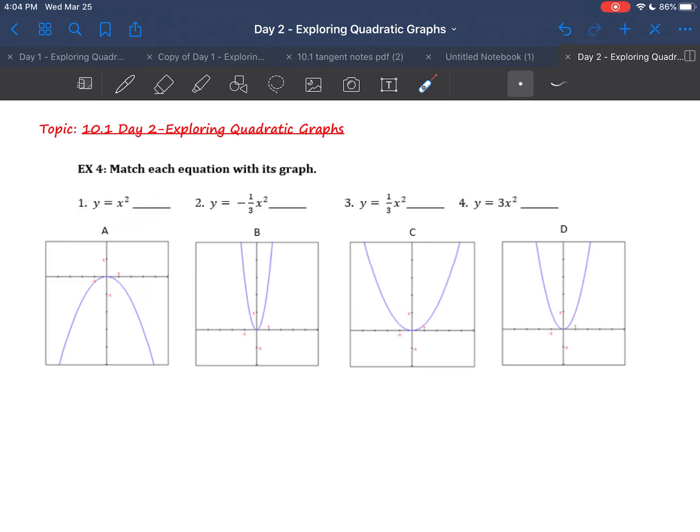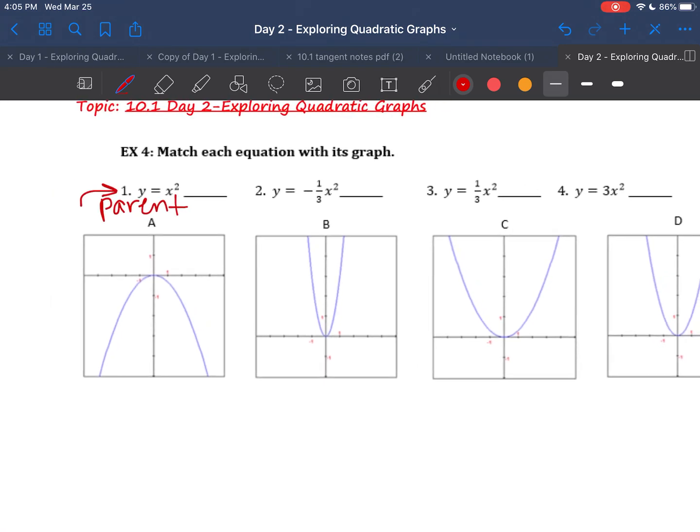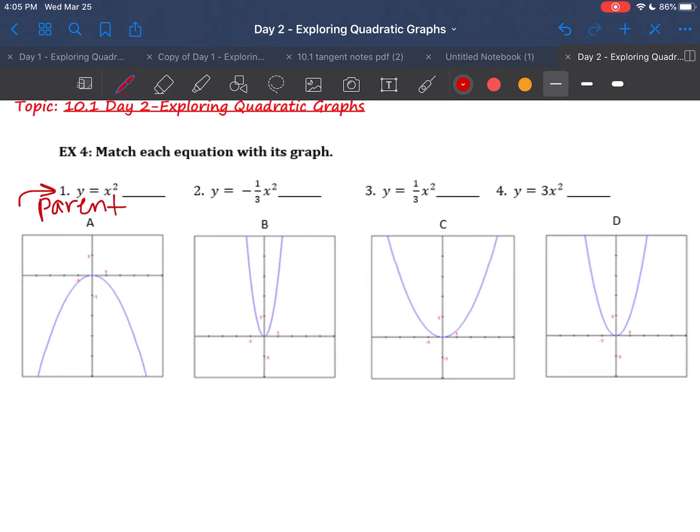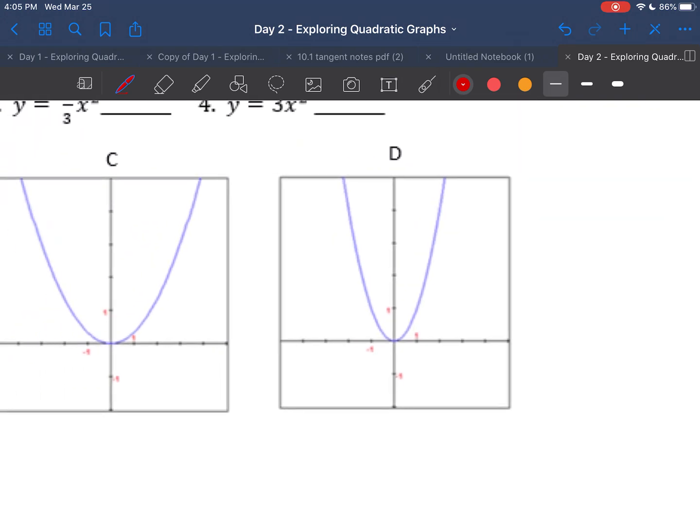So this here is my parent function. All right, so I'm going to write, if I can, parent next to number one. And so I am looking for the parent function here for A, B, C, or D. So I see that it is going to be opening up. And if you can zoom in, well, you can't zoom in on this video, but let me zoom in for you. It's a little bit blurry.